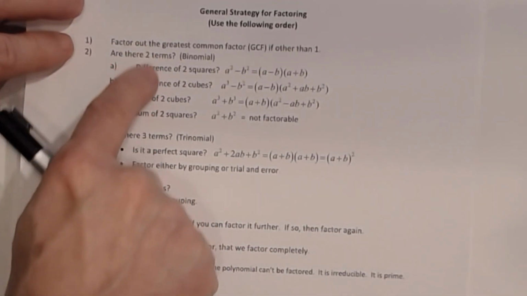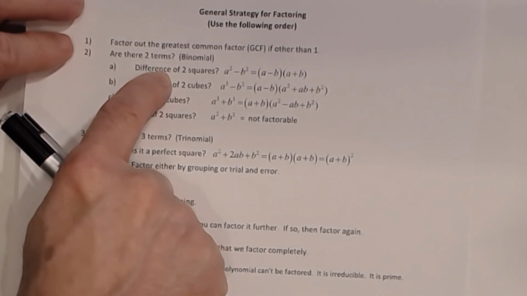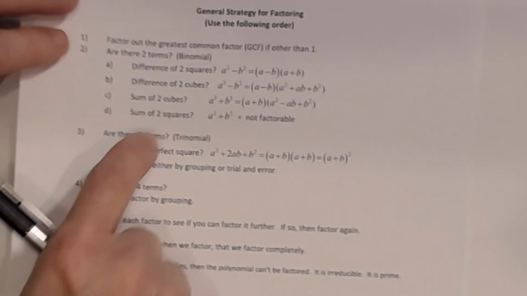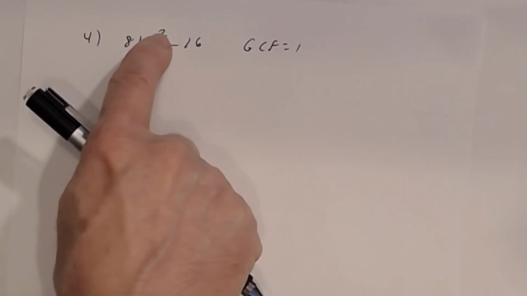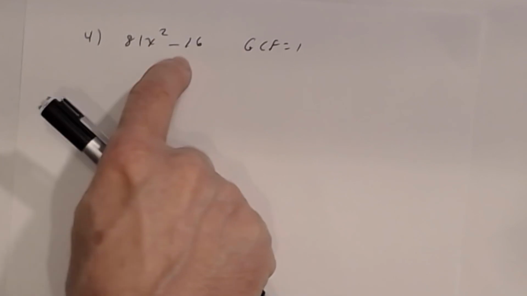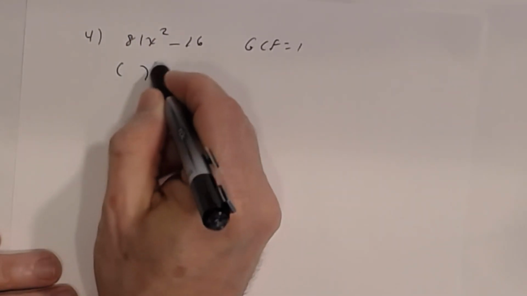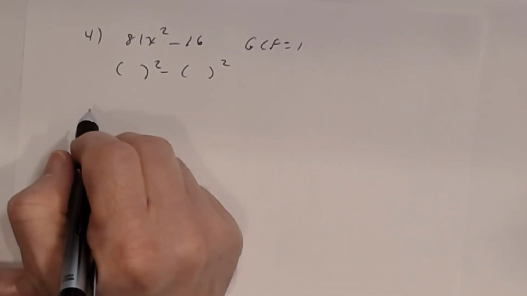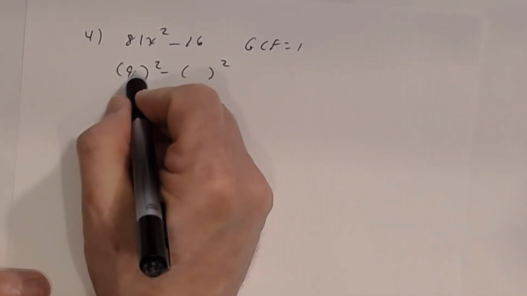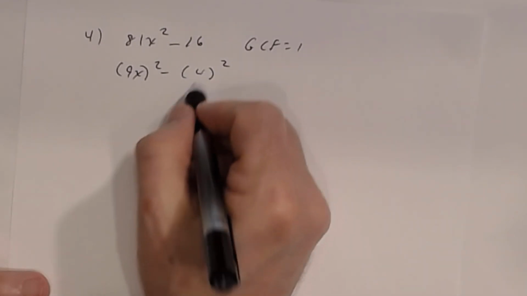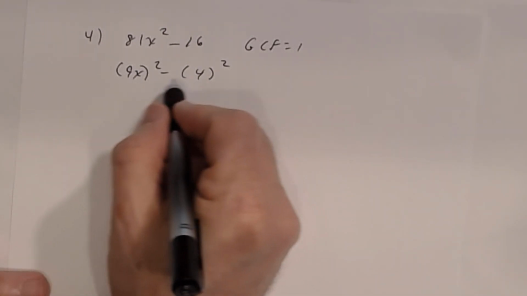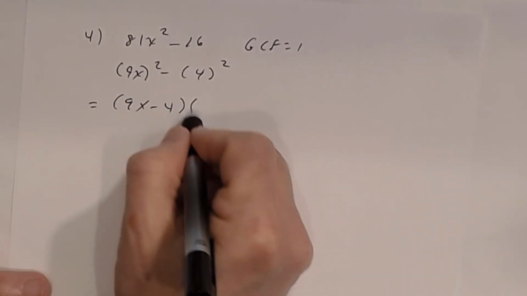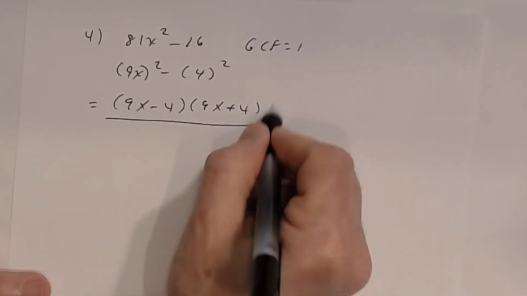If there are 2, you're going to ask yourself, is it the difference of 2 squares, the difference of 2 cubes, the sum of 2 cubes, or the sum of 2 squares? Look at this. See that x squared? Let's see if this is the difference of 2 squares, like we did earlier today. So 81x squared is 9x times 9x, and 16 is 4 times 4. So this is the difference of 2 squares. So that's easy now. That's just 9x minus 4 times 9x plus 4. And there's your answer.